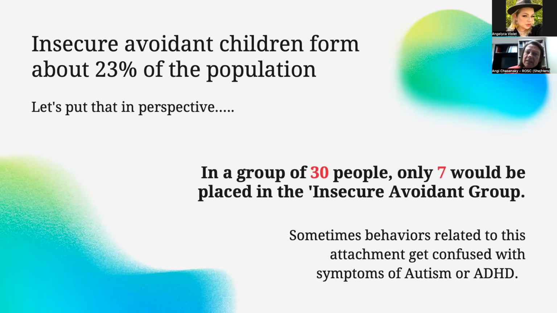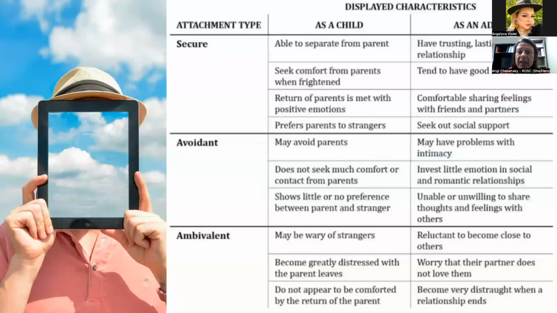So now let's put that stat into perspective. In a group of 30 people, only 7 would be placed in the insecure avoidant group. Sometimes behaviors related to this attachment can get confused with symptoms of autism or ADHD. So here are some display characteristics. On the left-hand side, you'll see the attachment style. Let's take a look at secure, and the first column is as a child.